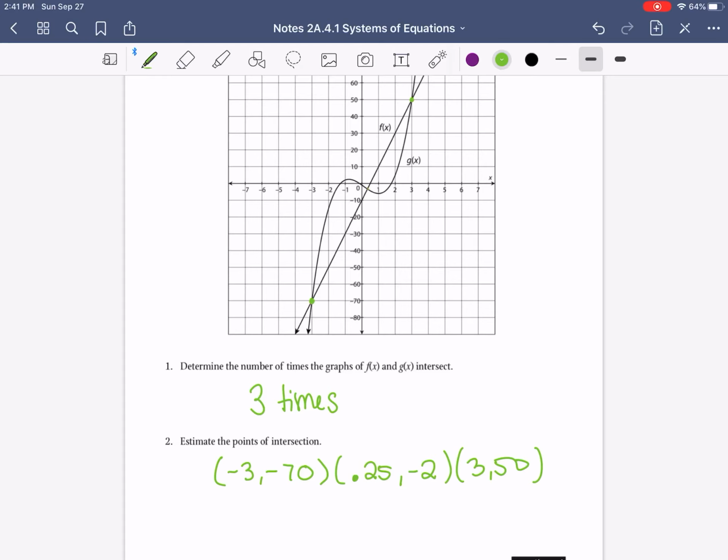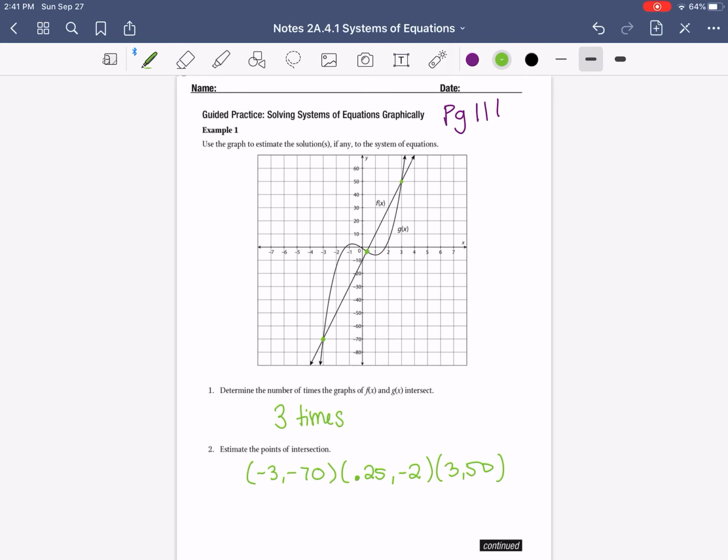Okay, so you're estimating, it says right here, just use the graph to estimate the solutions. So we're just doing as best we can for those 3 intersections.